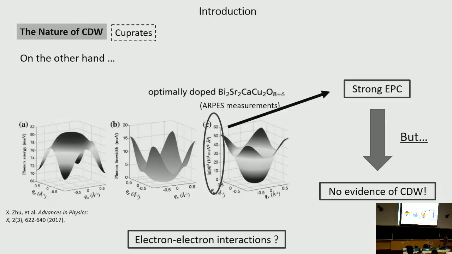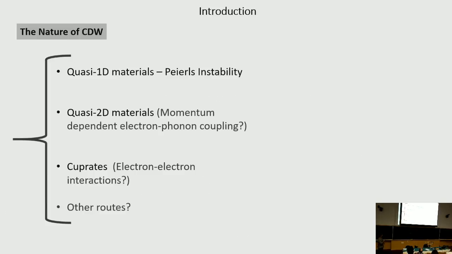So what people say is that electron-electron interactions should play an important role here. So charge density wave is not as simple as we have thought before.